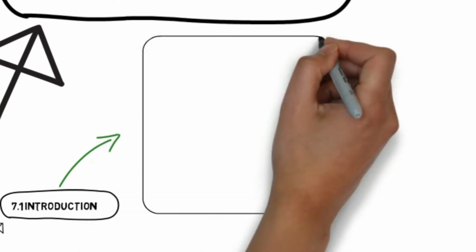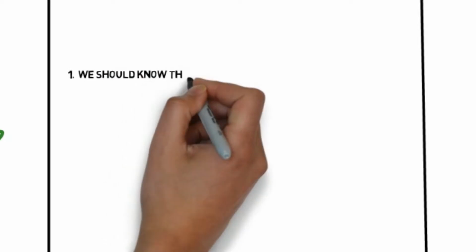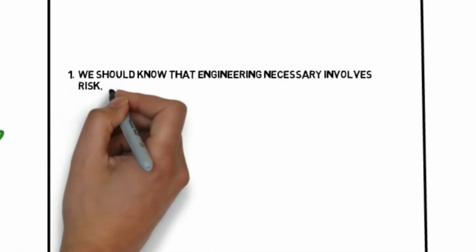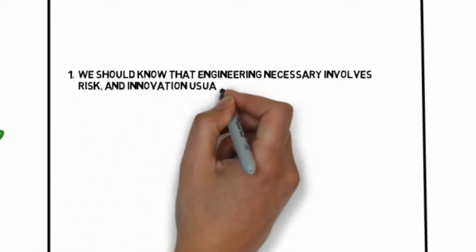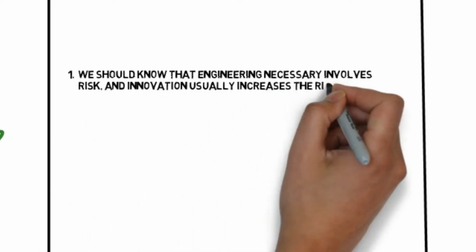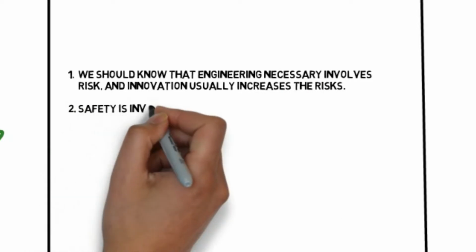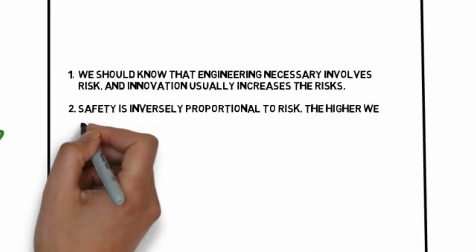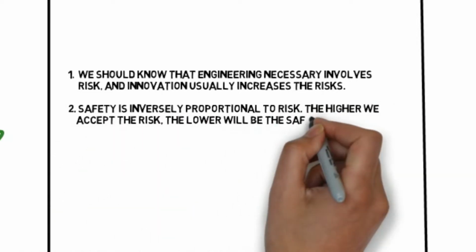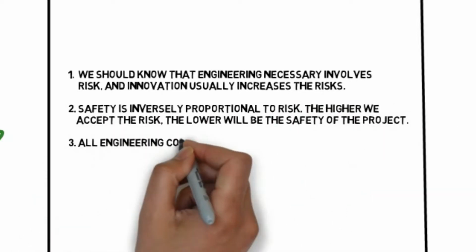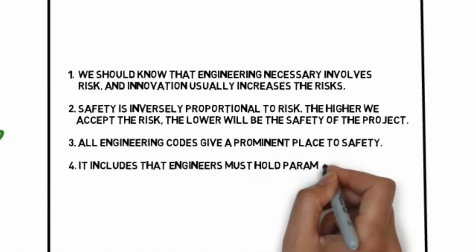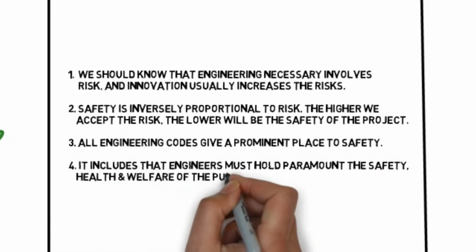For introduction, the first point is we should know that engineering necessarily involves risk, and innovation usually increases the risk. Second one is safety is inversely proportional to risk. The higher we accept the risk, the lower will be the safety of the project. All engineering codes give a prominent place to safety, and it includes that engineers must hold paramount the safety, health, and welfare of the public.